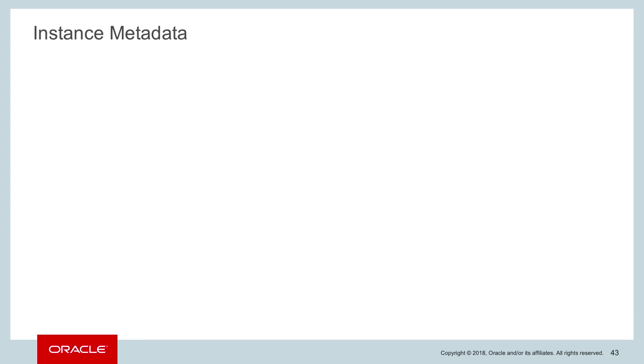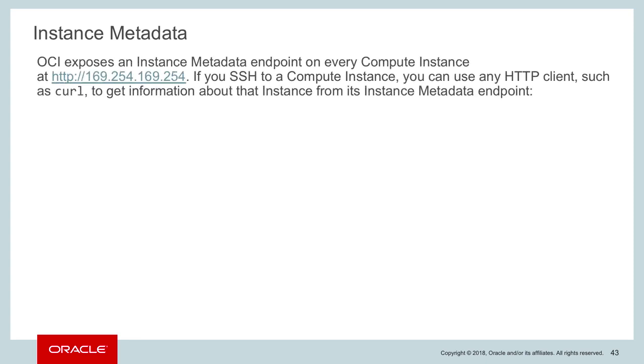Okay, all right. So, instance metadata. Every instance stores its metadata on what we call a metadata server. Oracle OCI has this instance metadata server, which is running on 169.254.169.254. If you SSH to a compute instance, you can just query the metadata server using curl commands, and then you can get access to the metadata.